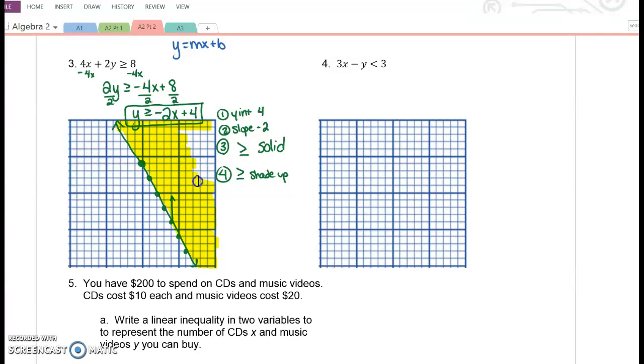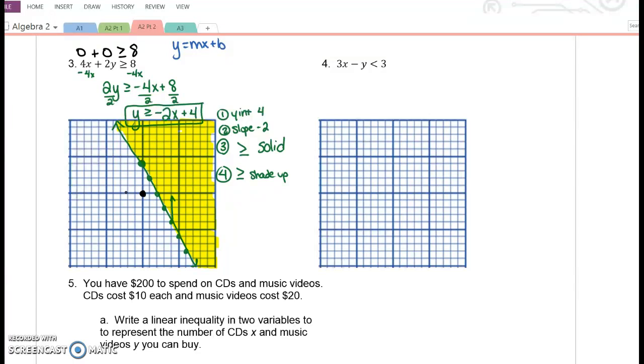You don't have to test a crazy point. You can test a super easy point. For example, I could test the point 0, 0. 0, 0 is a super easy point to plug in. Go to the original equation. 4 times 0 is 0. 2 times y, 2 times 0 is 0. Is 0 larger than 8? No. So 0, 0 is not a solution. Shade the other side of the line. So when in doubt, you can test a point.